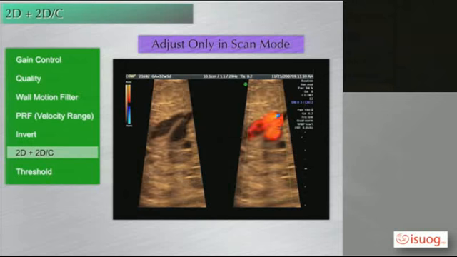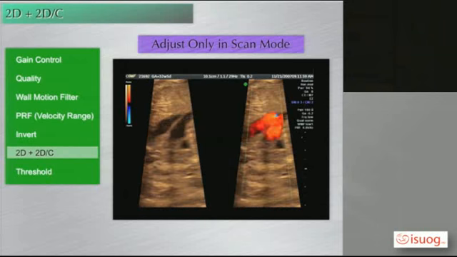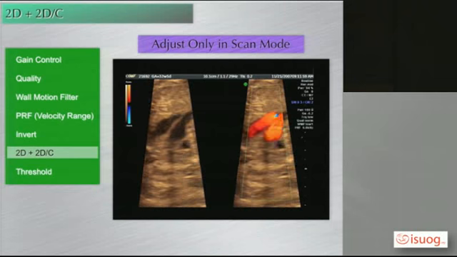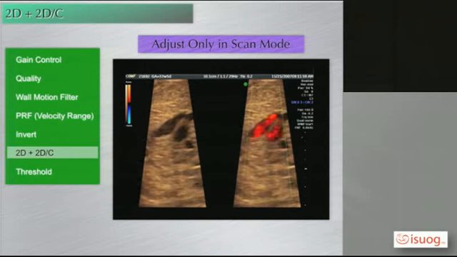This is the 2D and 2D color function. This setting displays the B-mode image without color Doppler on the left, and the color Doppler superimposed on the B-mode image on the right. This is a useful display that I use in almost all cases.